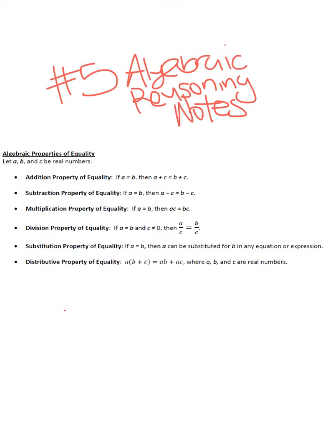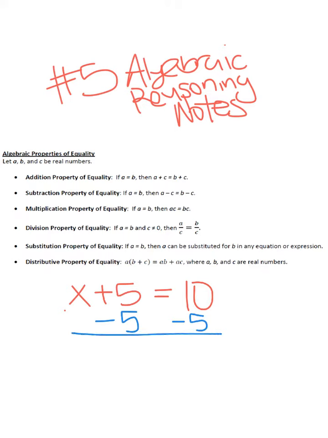For example, if I had a problem like x plus 5 equals 10, right? Well, I would use the subtraction property to be able to solve for x, because I have to subtract 5 from both sides. So that's actually me using the subtraction property to be able to figure out what the value of x is, okay? So these are all technically things that you all have done before.